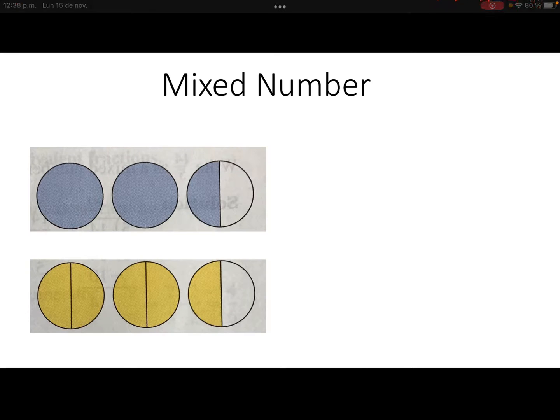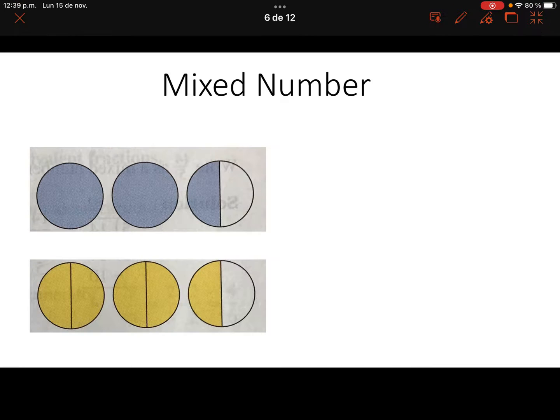Then there also exist mixed numbers. Mixed numbers are numbers composed of a whole number part and a fraction part. For example, let's analyze the first graphic. We can see that we have 3 circles, 2 of them completely shaded, so the whole part is 2. And from the third one, just half of the circle is shaded. Then the number represented here is 2 and 1/2.